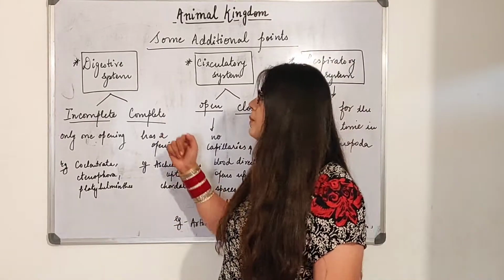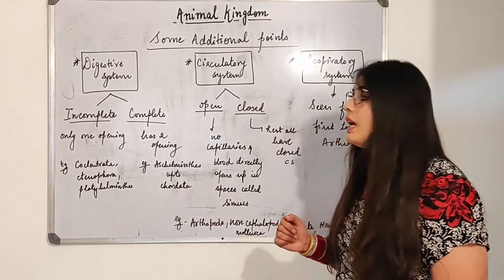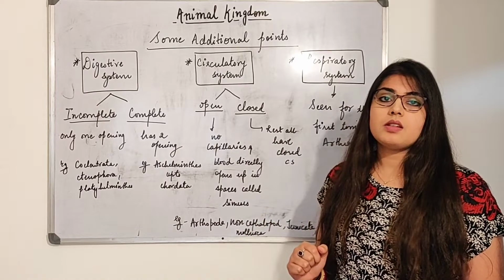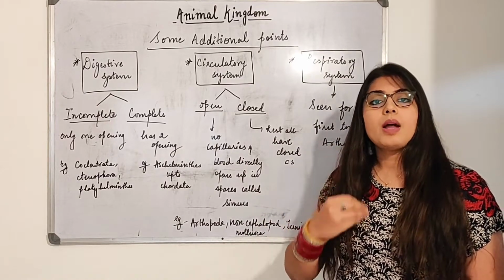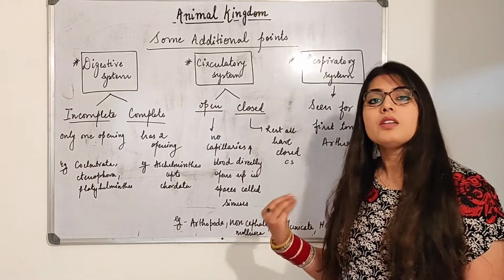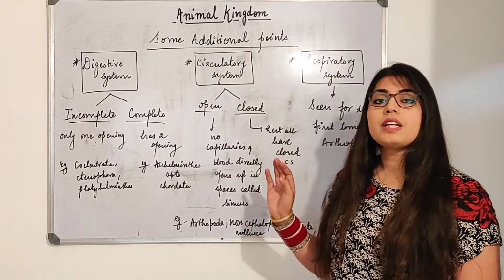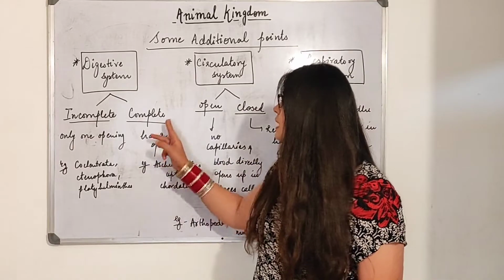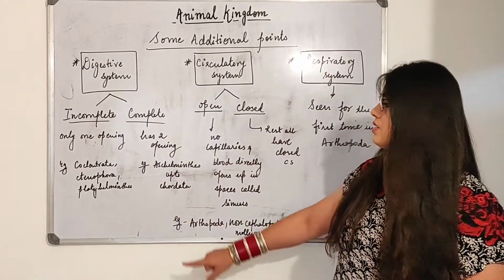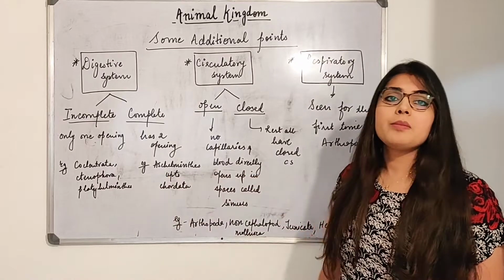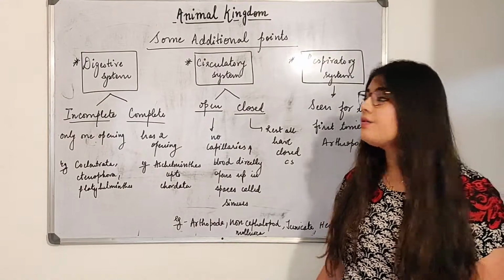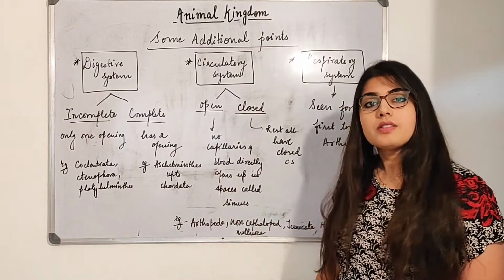And in complete digestive system, what will happen? In complete digestive system, beta, two openings are present, from one the food is entering, and from the other the food is going out. It is being excreted out of the body. So which phylums have the complete digestive system? They are from Aschelminths to Chordata. All of them have the complete digestive system.